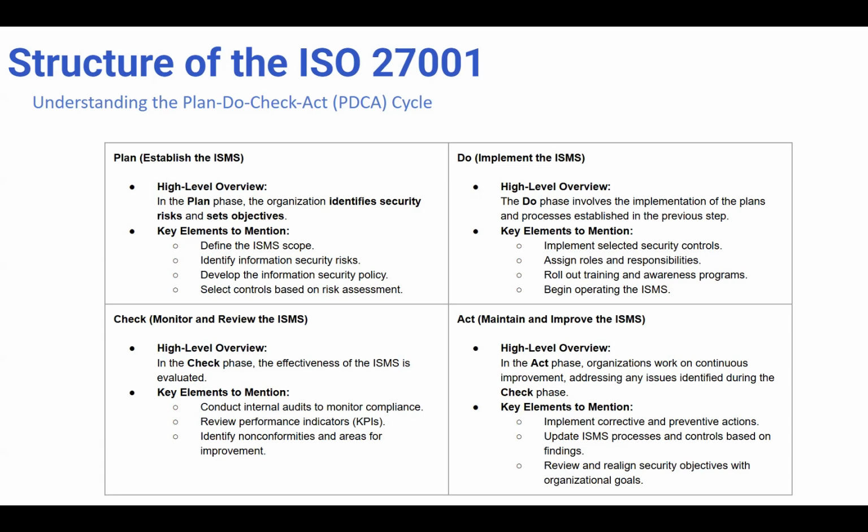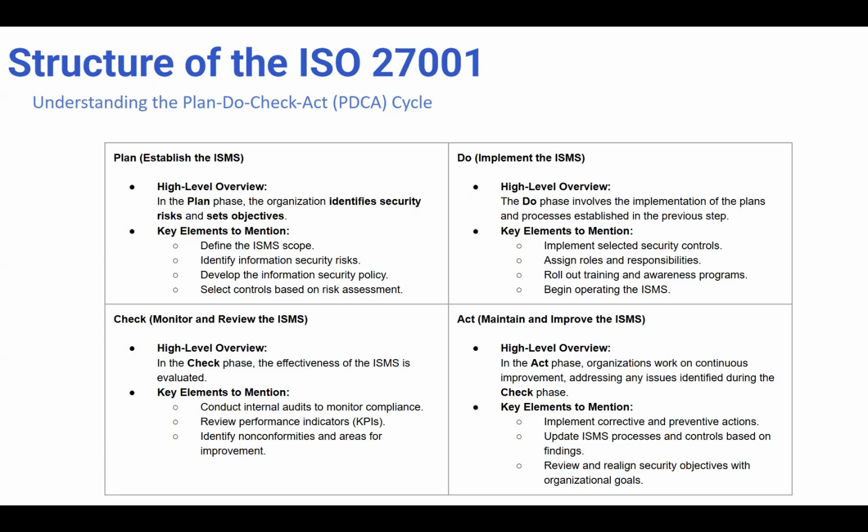In the check phase, we want to evaluate the effectiveness of our ISMS. So maybe conduct internal audits, maybe perform reviews against KPIs, and obviously identify non-conformities or areas that we want to improve. Now we've planned, we've done, we've checked, we have to act.